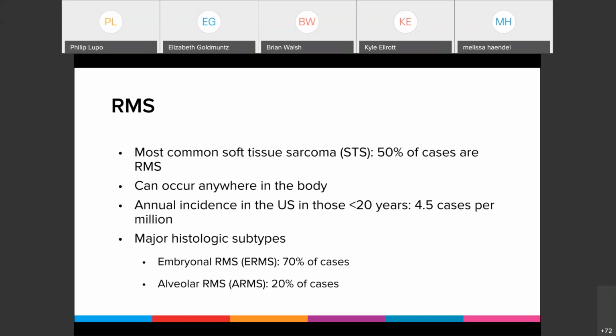About 50% of cases are rhabdomyosarcoma. Notably, these tumors can occur anywhere in the body. There are two histologic subtypes that I want to talk about when we're thinking about phenotype, at least in relation to genetic susceptibility, and that's embryonal RMS or ERMS and alveolar RMS. And those respectively make up about 70 and 20% of cases. So next slide.